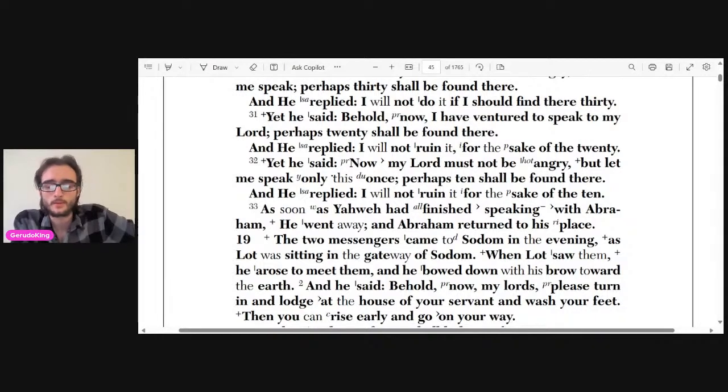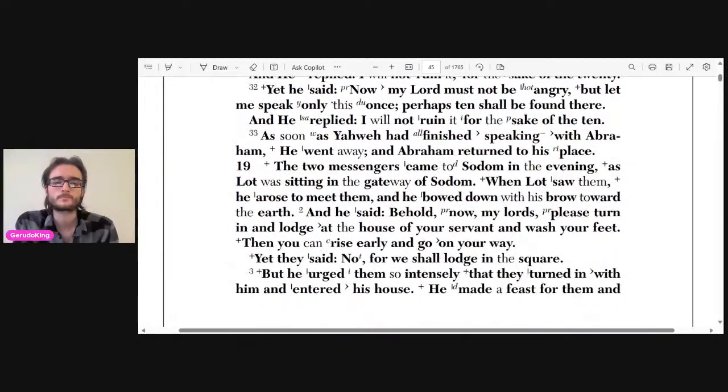Yet he said, now my Lord must not be angry, but let me speak only this once. Perhaps 10 shall be found there. And he replied, I will not ruin it for the sake of the 10. As soon as Yahweh had finished speaking with Abraham, he went away, and Abraham returned to his place.